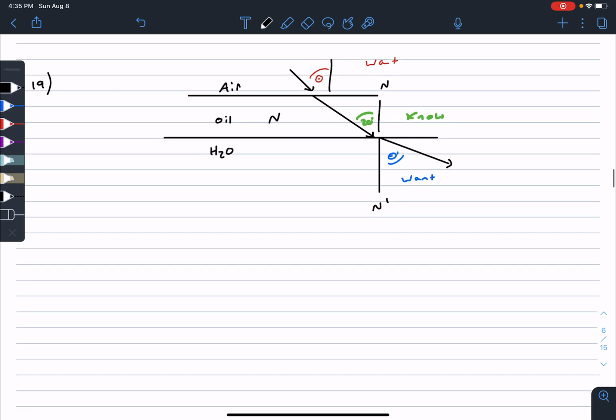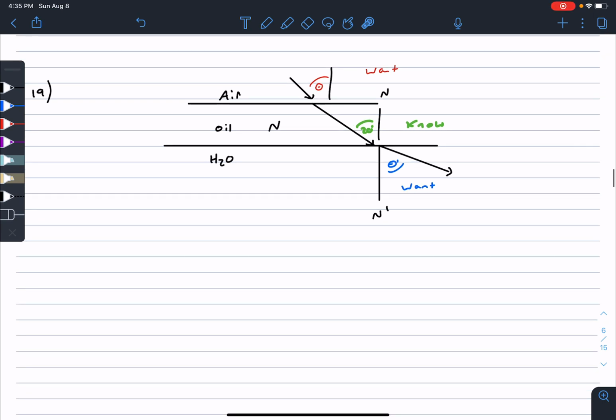Next problem, number 19. We're told that a beam of light is traveling in air. It meets some oil, is refracted at 20 degrees from the vertical, and then it refracts again once it hits water with an unknown angle from the vertical. So we want to know at what angle is it entering into the oil, the angle of incidence, and then we want to know what is the refraction angle in the H2O.